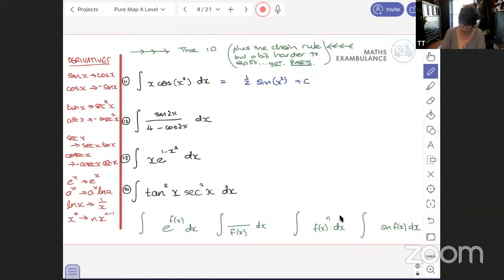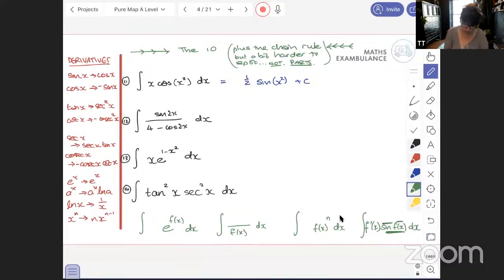All right, so what are we looking for? This one here, number 11, this is an example of this 4th one, look. Trig function applied to stuff, but the derivative of that stuff is at the front. So I can just see that the chain rule has been used. So I just know what was differentiated.